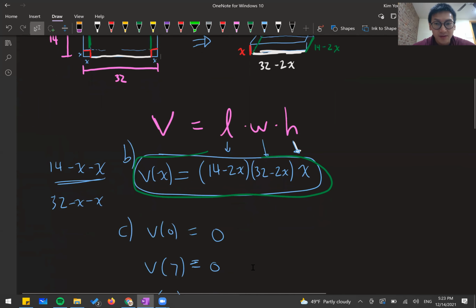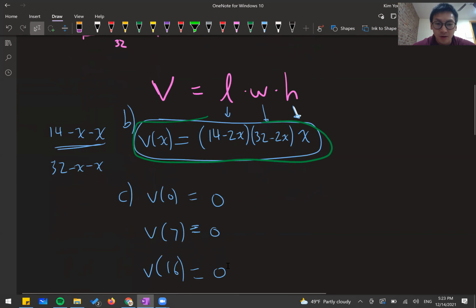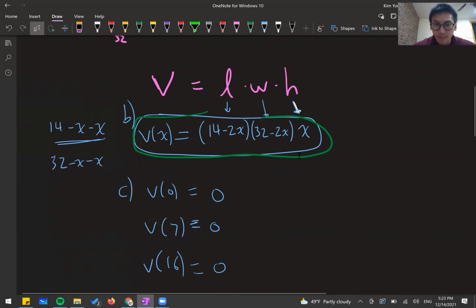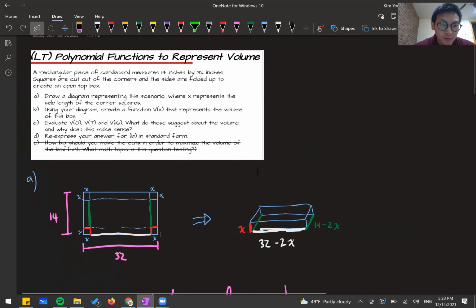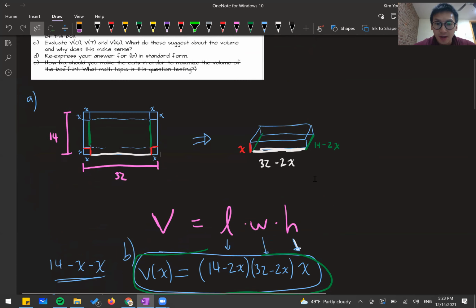And then it's similar for v of 7, right? But this one, the first factor, 14 minus 2x, is going to turn to 0, and this stuff I don't care about, because this whole thing's going to die because of that. It's going to be 0. Same thing for v of 16. The second term, 32 minus 2x, is going to turn to 0. What does it suggest about the volume, and why does this make sense?